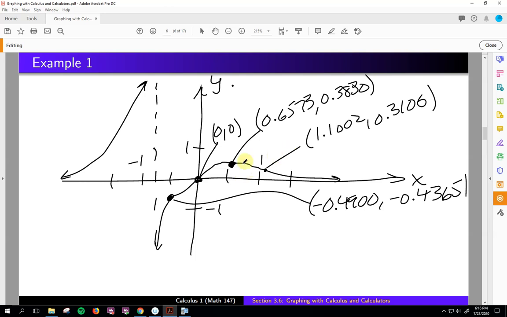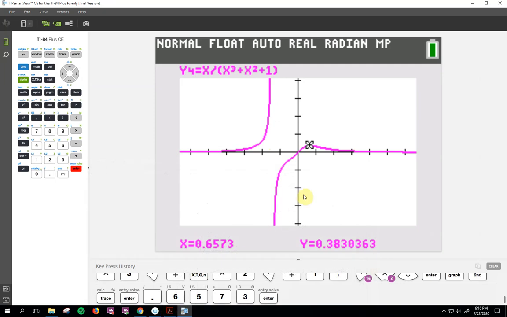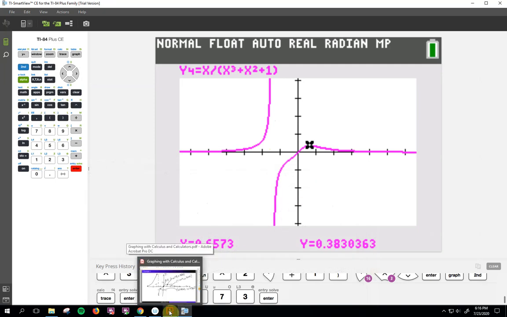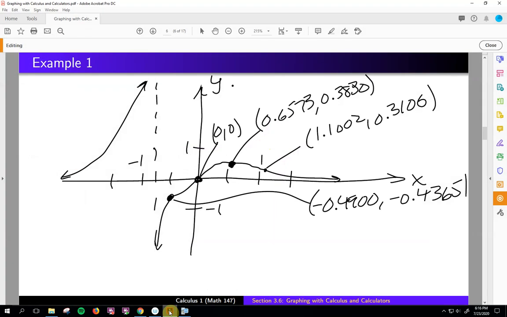And so you can see it matches up with our graph. Do I still have that? Yeah, it matches up with the graph that we had before. But we made sure that we didn't miss anything important.